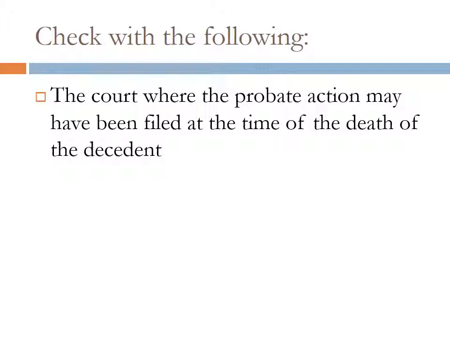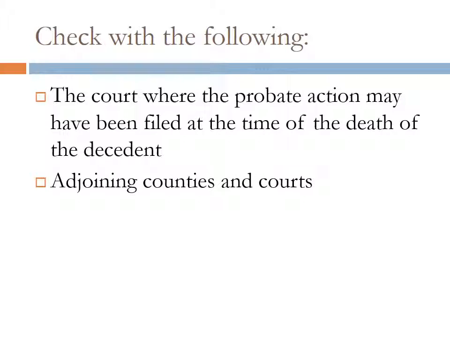It's also important to check with the following other areas. Be sure and check the court where the probate action may have been filed at the time of the decedent, but in addition to that, you need to check adjoining counties and courts. It's always possible that the probate was filed in an adjoining county for whatever reason. Perhaps the probate judge was a relative of the deceased, or a friend, or even an enemy, and they may have been required to file the action in an adjoining county simply to avoid a conflict.